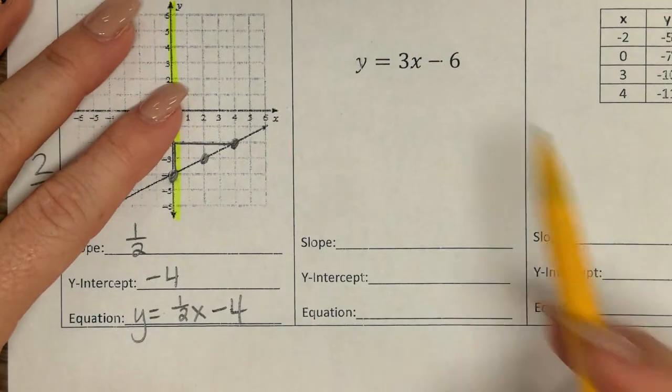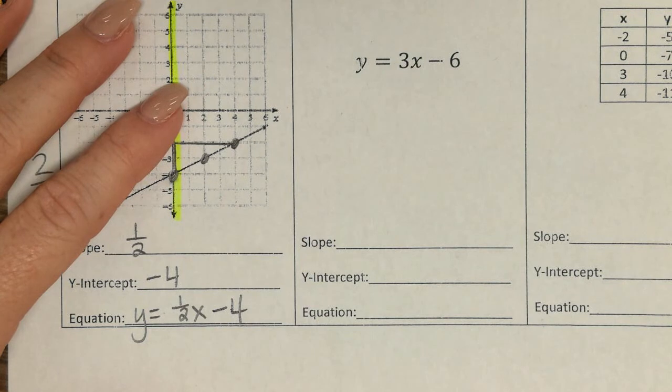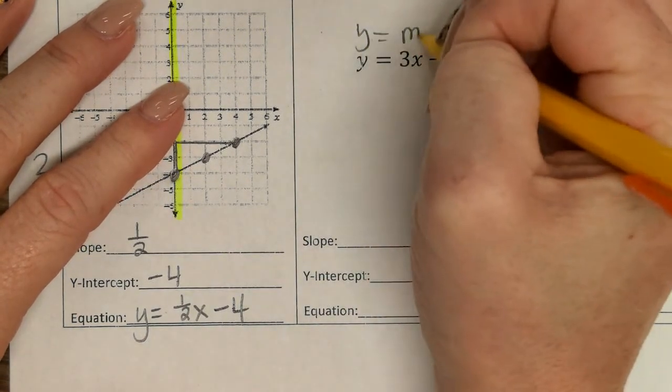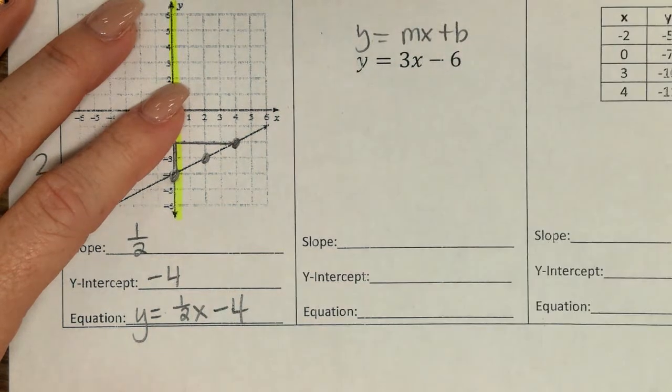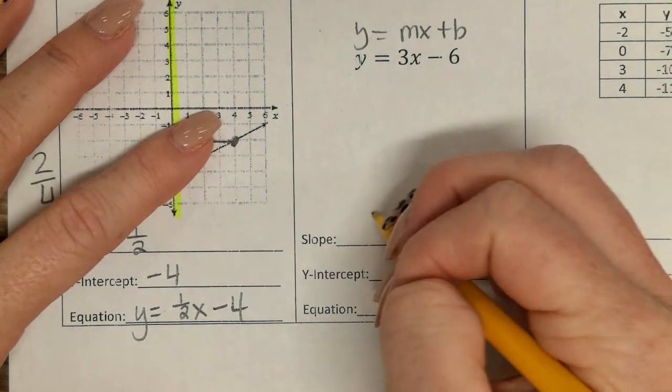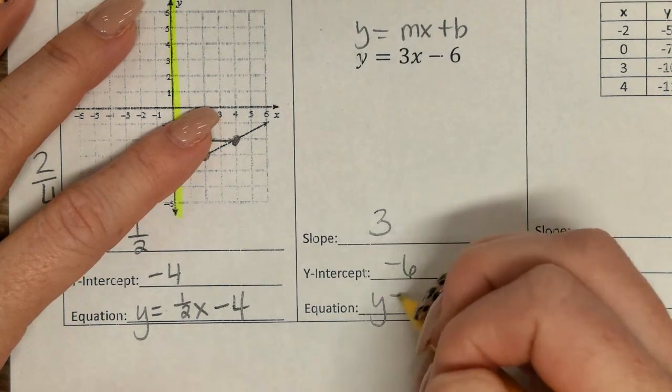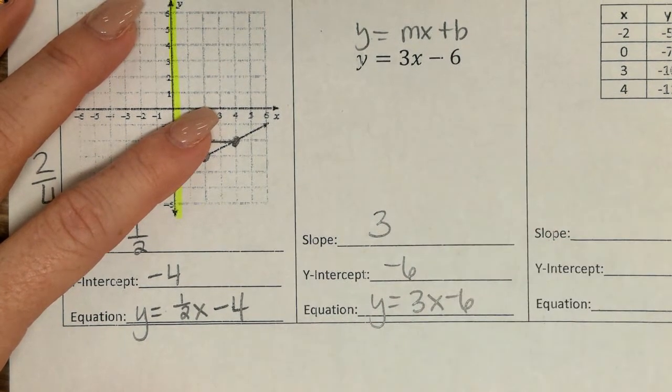All right, next one. Which one's the slope? So if this is y equals mx plus b, which one's the slope? 3. Which one's the y-intercept? -6. And then, of course, the equation, you just rewrite it.